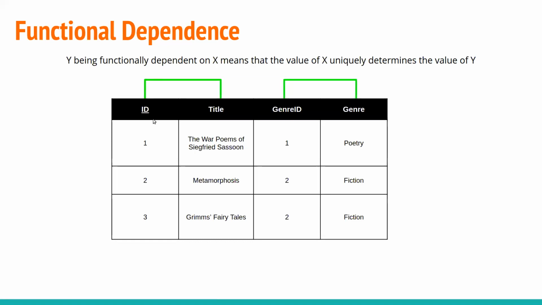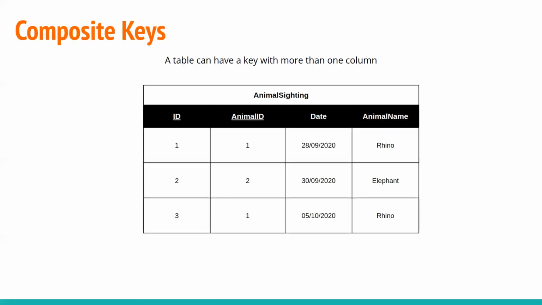It is possible for you to have more than one column in your primary key, and we call those composite keys. So over here, I've got a table called animal sightings. Each row of this table is an animal sighting. They have a date and they have a name. You can see that to uniquely identify each row, you need to know both the ID of the animal sighting and the ID of the animal.